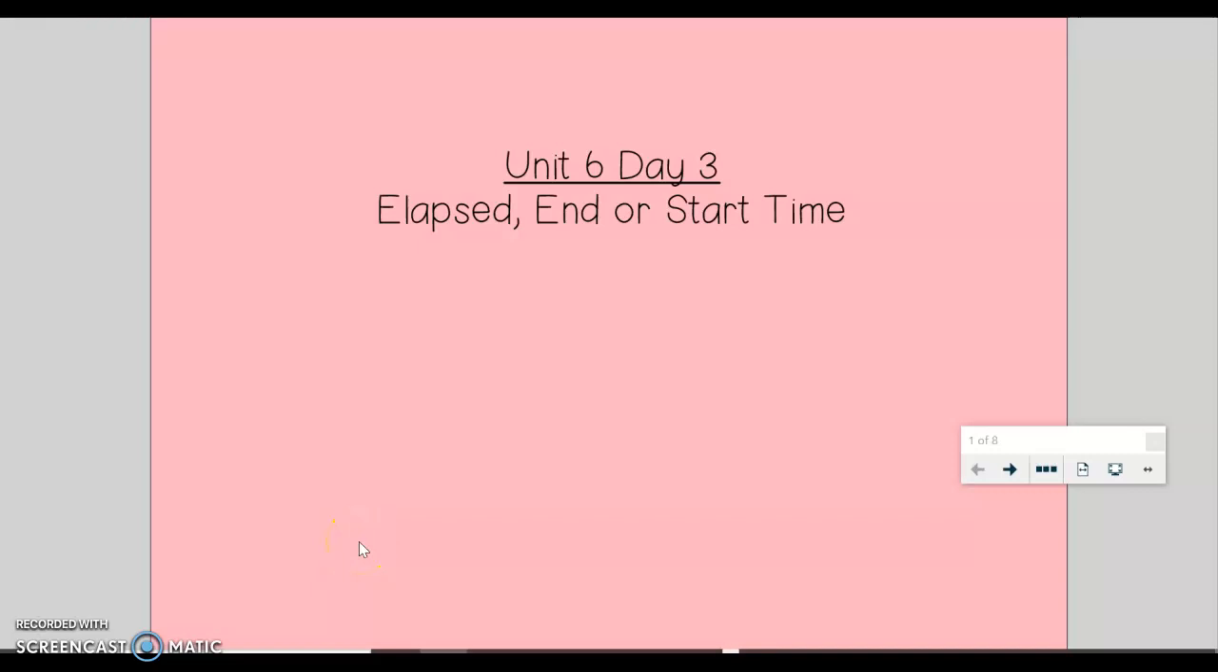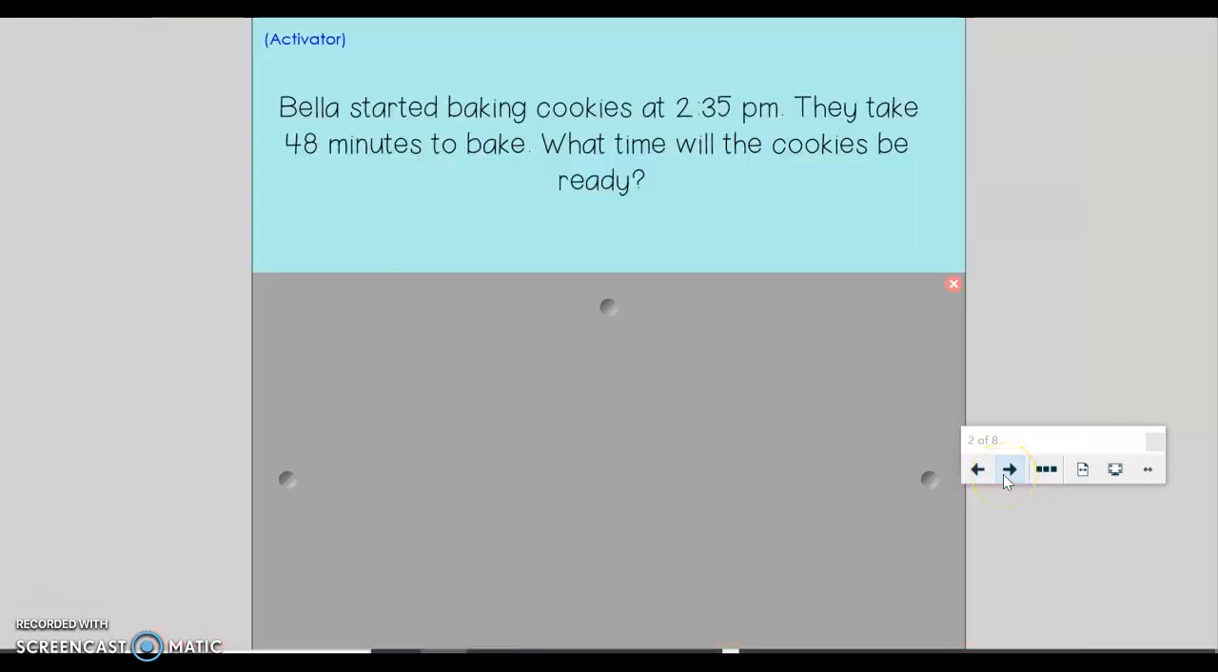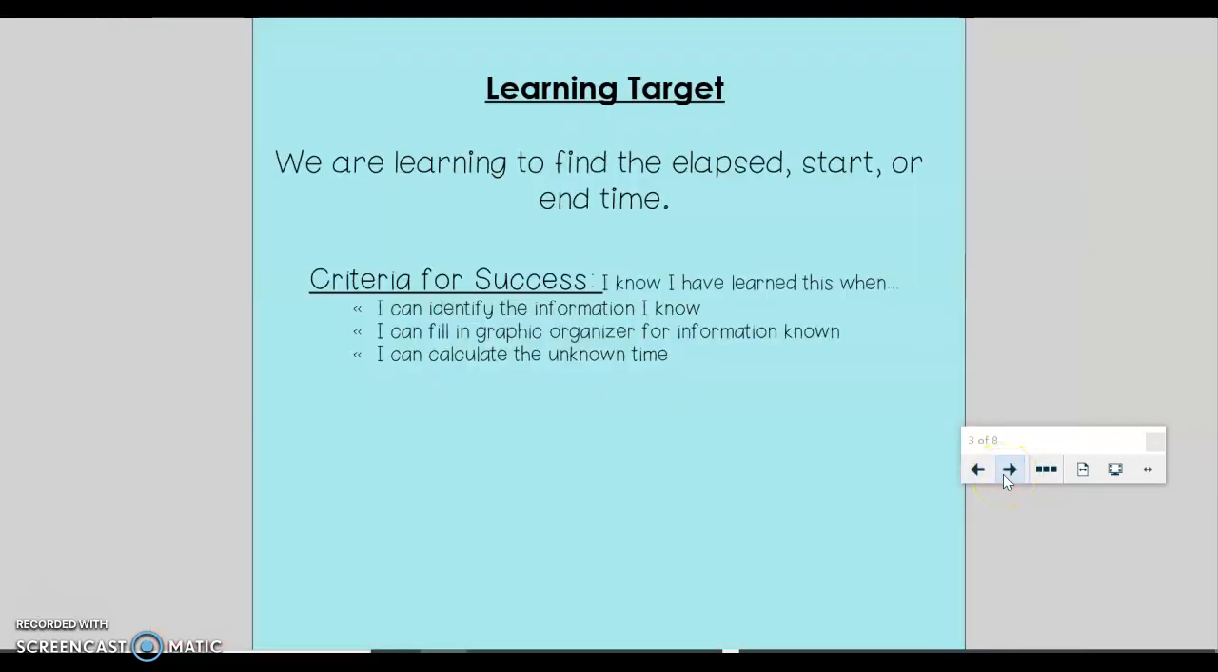Okay, my friends, so we are going on to day 3 of elapsed, end, or start time. So this is our second day practicing finding any of those 3 using our graphic organizer. All right, let's skip our activator. So our learning target: we are learning to find the elapsed time, start time, or end time.